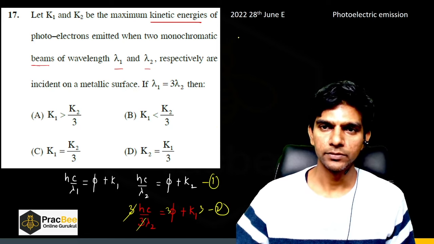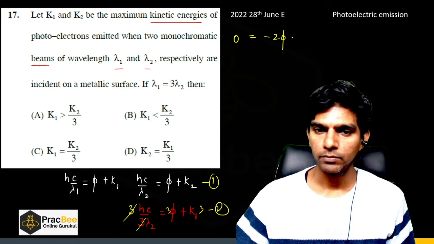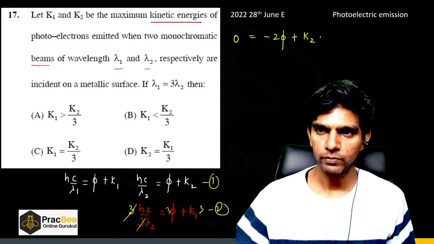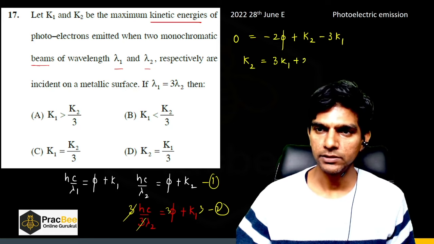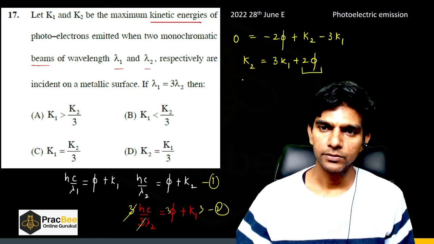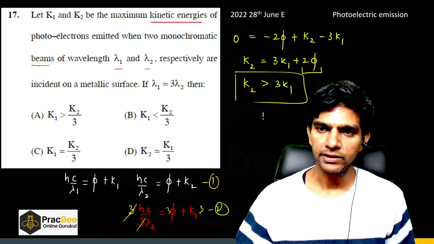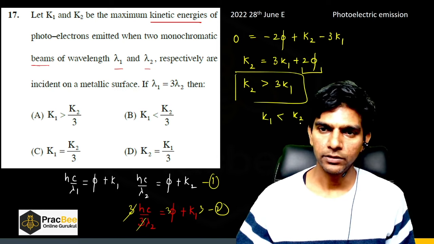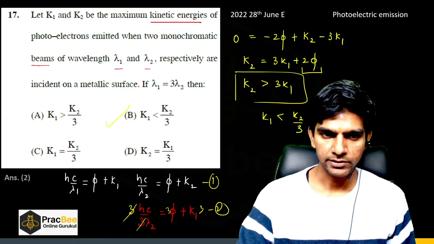Now let us subtract these. So we have 0 on the left hand side and we have minus 2 phi and then we have plus K2 minus 3K1. So we can say K2 is equal to 3K1 plus 2 phi. And we know that work function is a positive quantity. So K2 will be greater than 3 times K1. Or we can say K1 will be less than 1/3 of K2. So option B is the right answer.